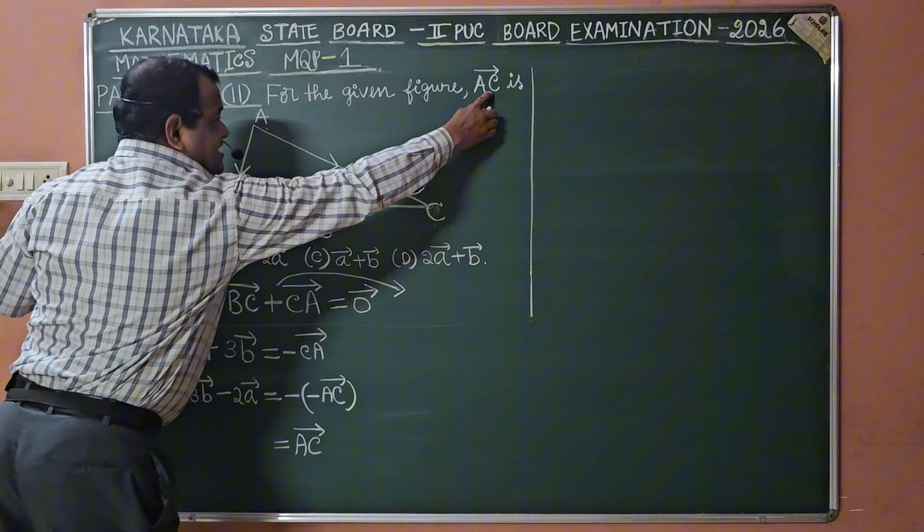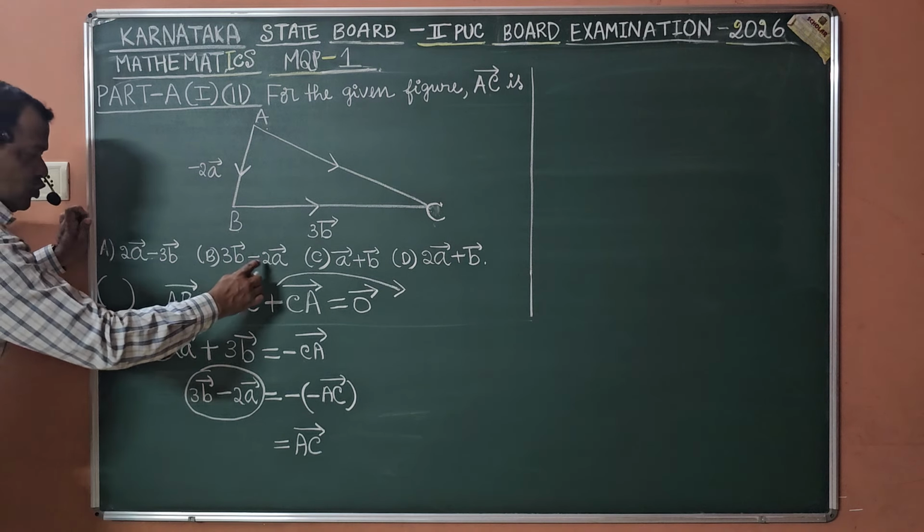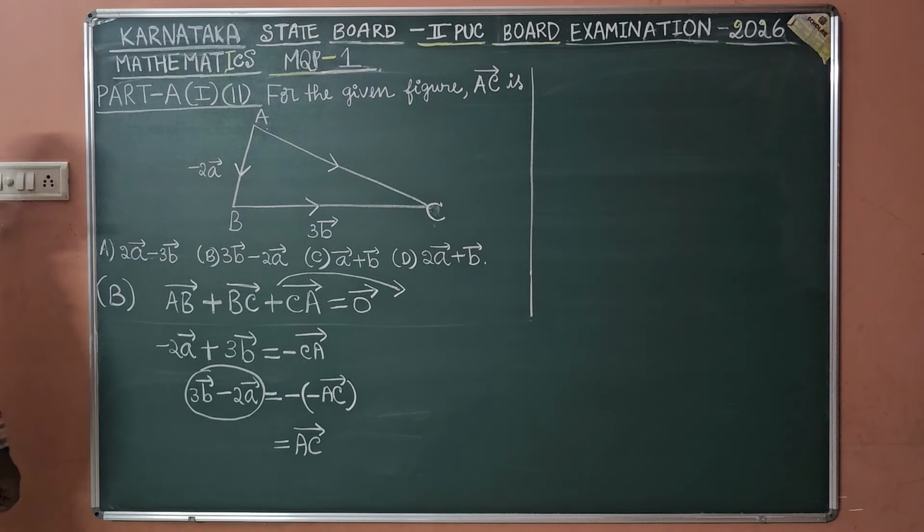Therefore, we are asked to find AC vector. So, my answer is 3B vector minus 2A vector, which is option B. Kindly go through the solution.